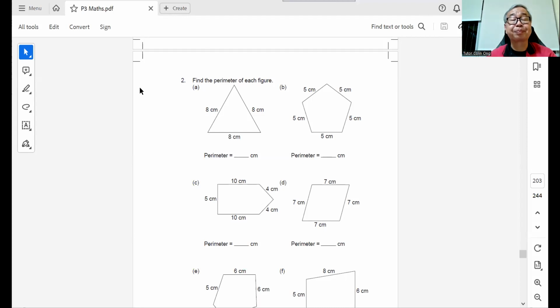All right. So for 2A, if you start from the top down, it's a triangle. So it's 8 plus 8 plus 8, which happens to be 24. Okay. And for B, again, clockwise from the top. So it's 5, 5, 5, 5, 5. There are 5 5s. So 5 times 5 is 25. Very good.